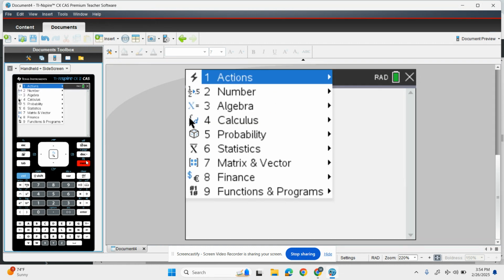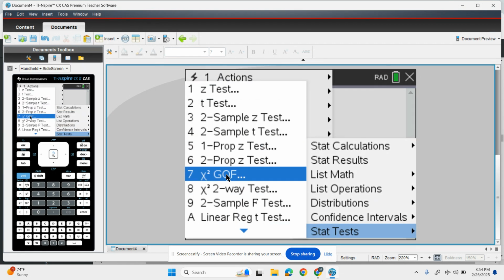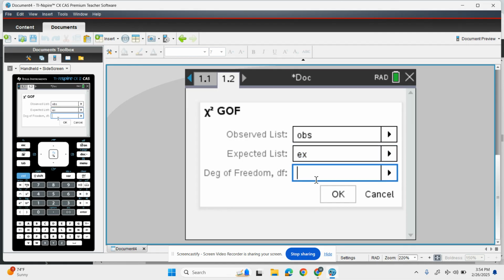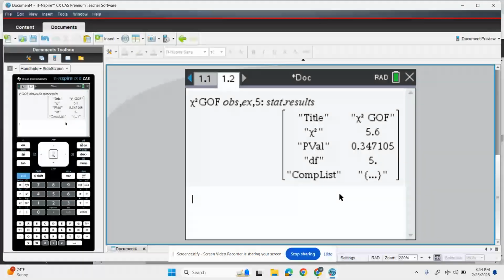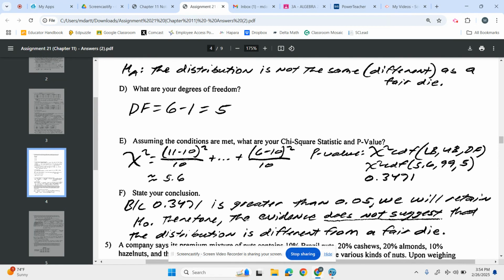I'm going to go to menu, then statistics, stats, and this time I'm going to pick the GOF test. My L1 is the observed. My L2 is the expected. And again, my degrees of freedom was 5. Hit OK, and I get 5.6 and 0.3471. And if you come back over here, that's what I had, 5.6, 0.3471.